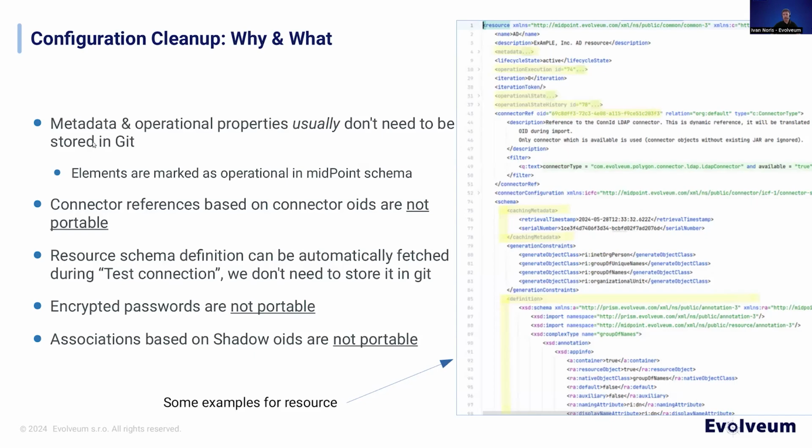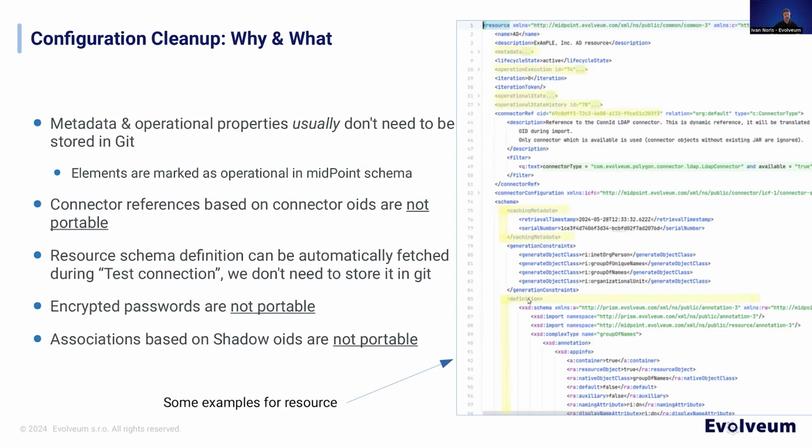When we are talking about the cleanup, why and what can be cleaned? Basically, this is a fragment of resource. Metadata and operational data usually don't need to be stored in Git, so that can be stripped away. Also, connector references. Connector references are using OIDs of the connectors. If you are using only UI, there will be only OID, there will be no query. But this is not portable, so we need to get rid of that.